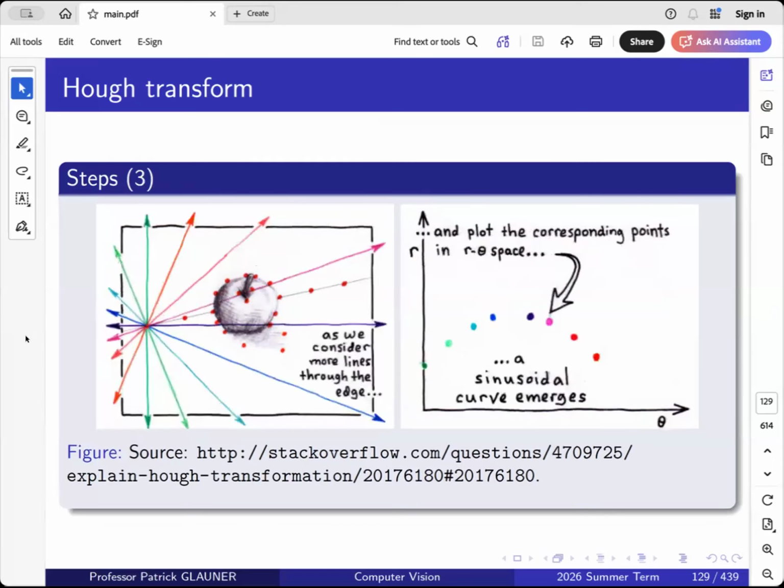And I'm doing this now with a lot of different straight lines that I put through the first edge. For each straight line, I calculate R and theta and put it into R theta space. So what I get is a lot of points in R theta, and eventually this looks like a sine function. This sine function in R theta space through all these points would describe all possible straight lines that go through my first edge.